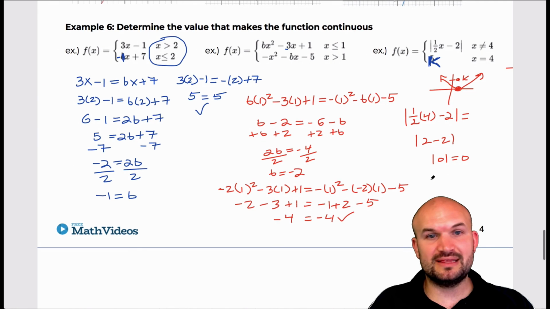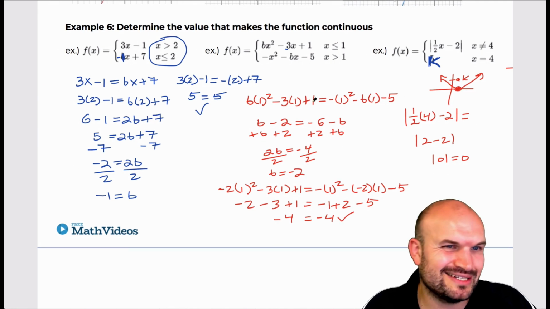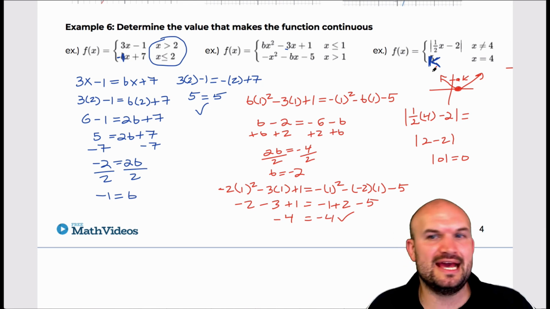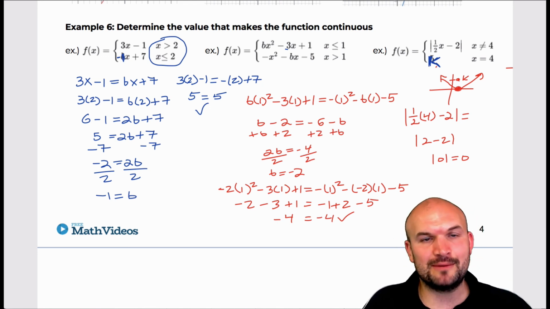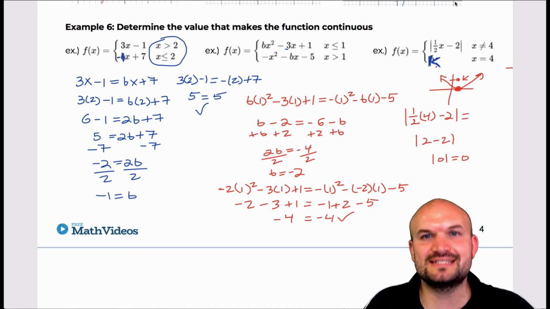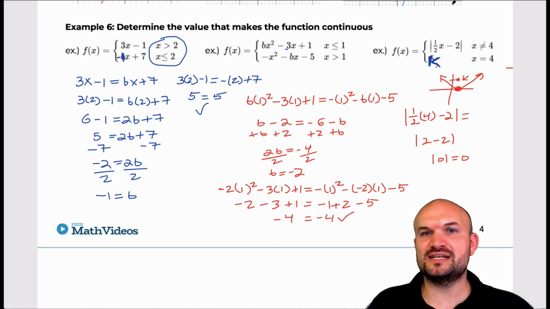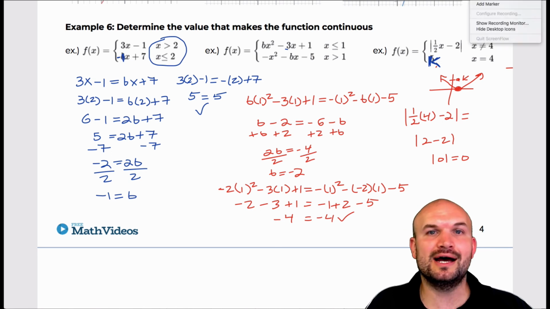So there you go, ladies and gentlemen. That is how you determine the value that makes a function continuous. It doesn't matter if that value is b, c, a, k, or whatever else. That's at least the process. So hopefully with piecewise functions now you are complete, and you feel a little more confident when you're seeing piecewise functions and know at least the process to follow. So on to the next one.